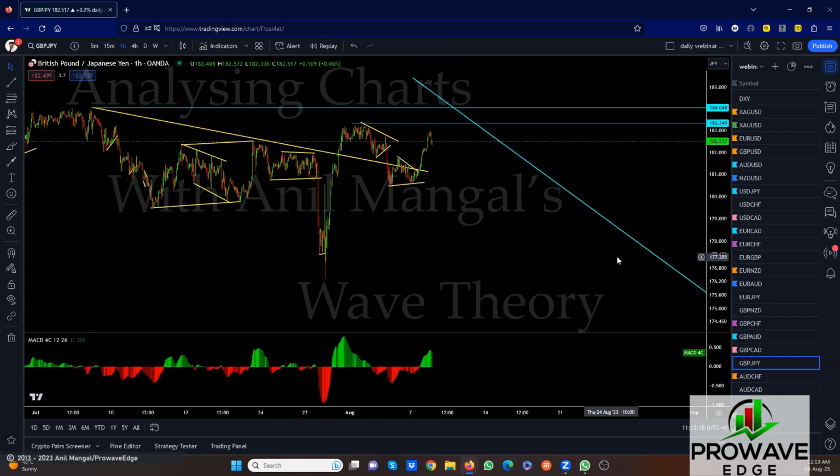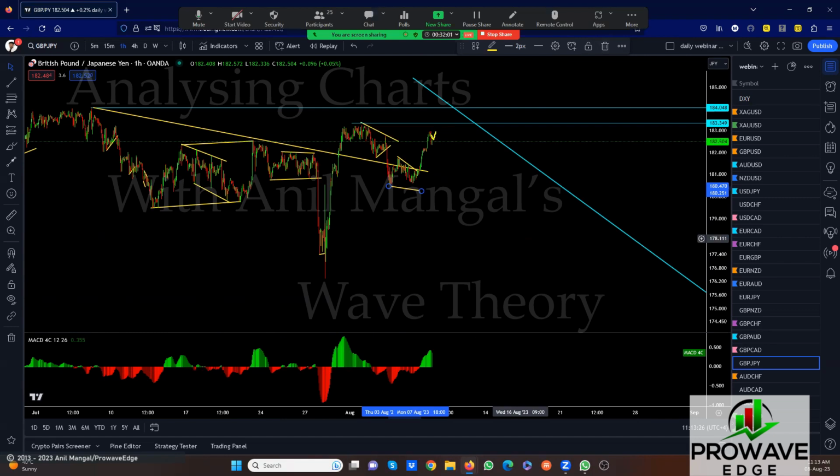Okay, looks like we're going to go break the top now. This did turn out to be a flag for a bigger up move. Yesterday we thought it would just be a flat. So if you get a consolidation here, go for the next trade.